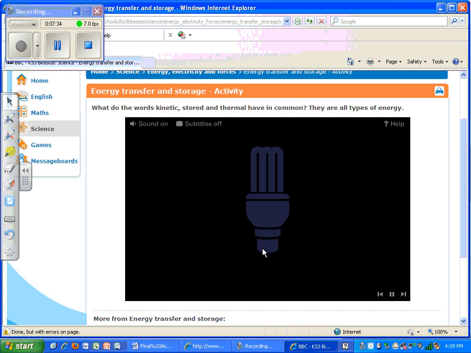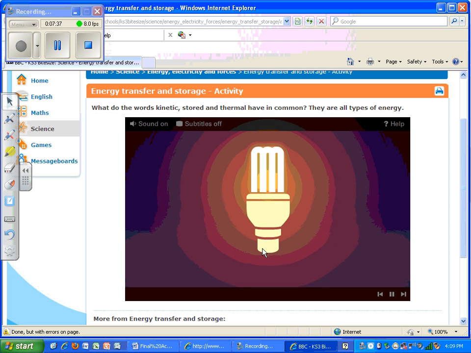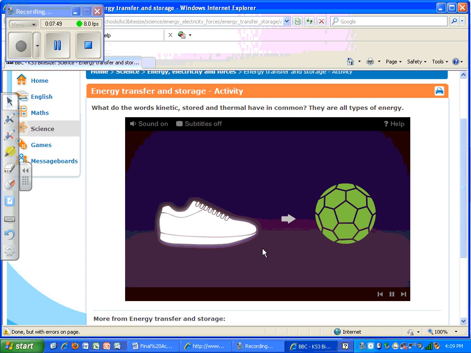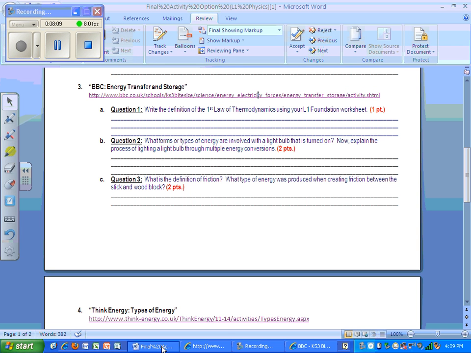Okay? So first things first, as you can see, they're showing an image of a light bulb. Now, if you remember back to the first law of thermodynamics, it said energy can't be created or destroyed, only transferred. Now, a light bulb actually produces thermal energy through electrical energy, okay? It's an energy conversion. So if you use your L1 Foundation worksheet, the first thing that I want you to do is write down the definition of the first law of thermodynamics. This is found right here. So you can pause the video at this time.